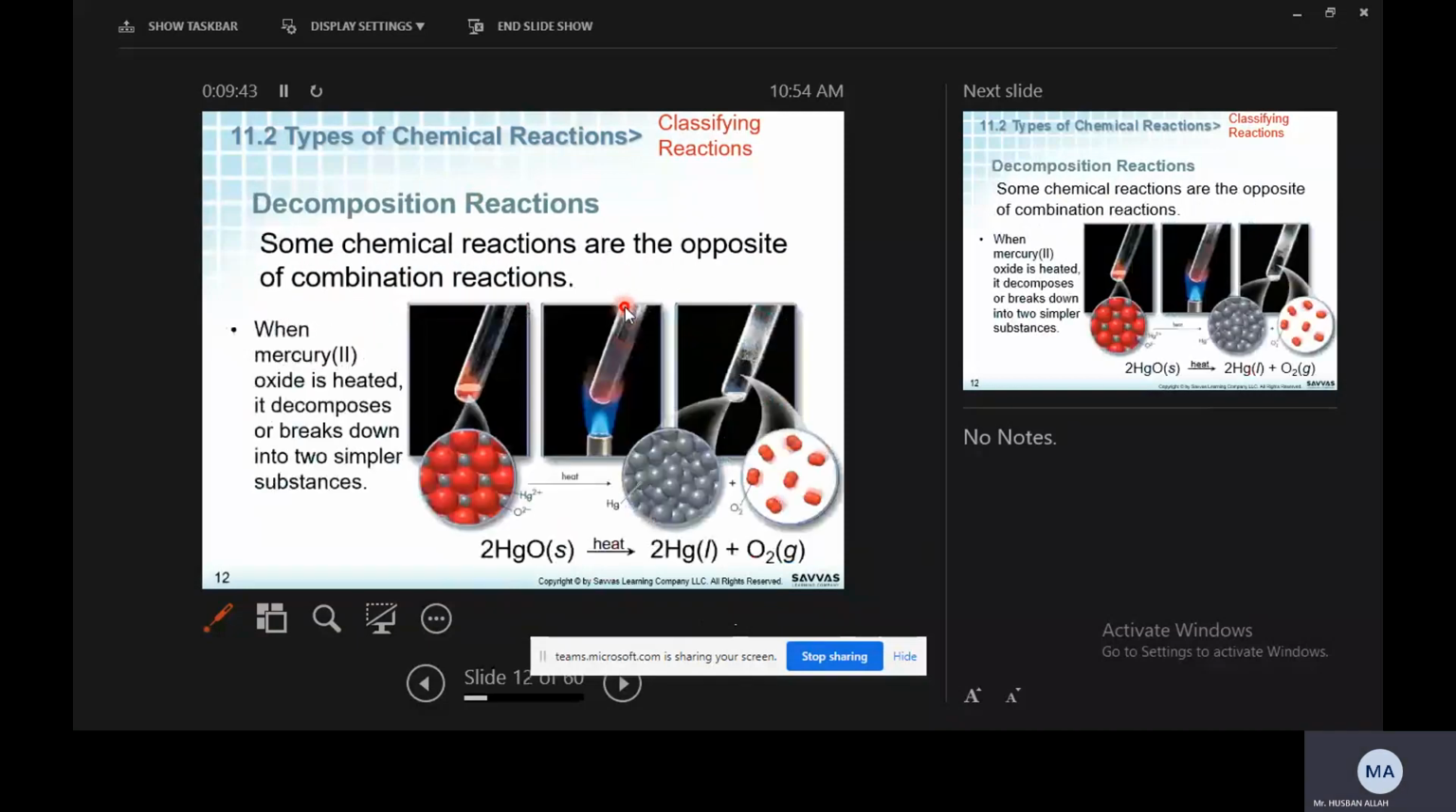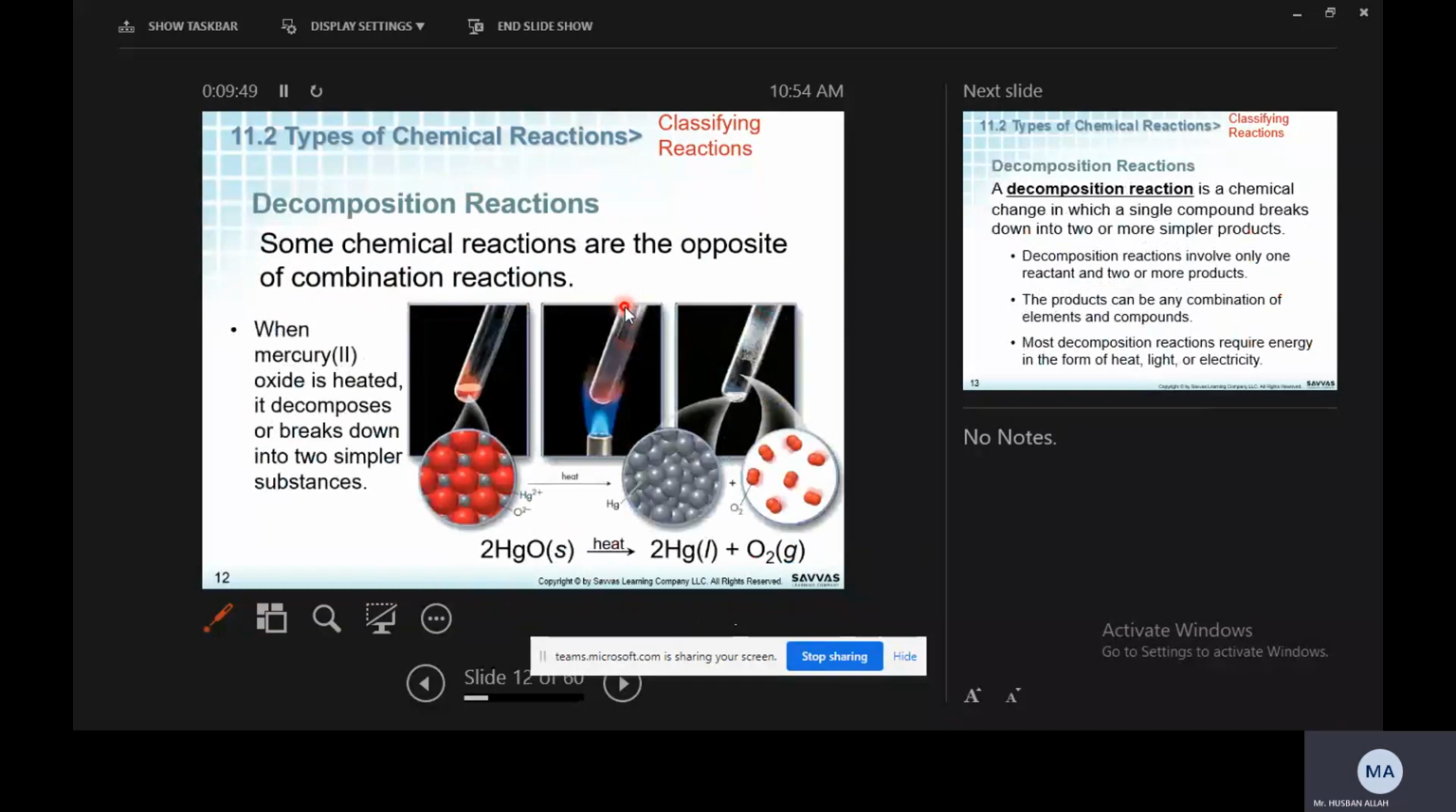Second, decomposition reaction. The second type we have is decomposition reaction, right? So who will define decomposition reaction? Okay, a decomposition reaction is a reaction in which a single compound decomposes or splits into products. A single substance decomposes or splits into two, three products. That is also a decomposition reaction.